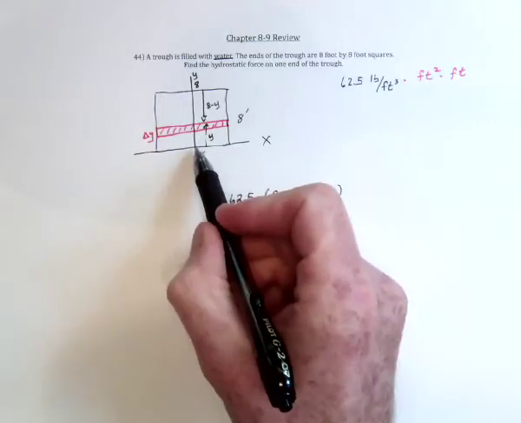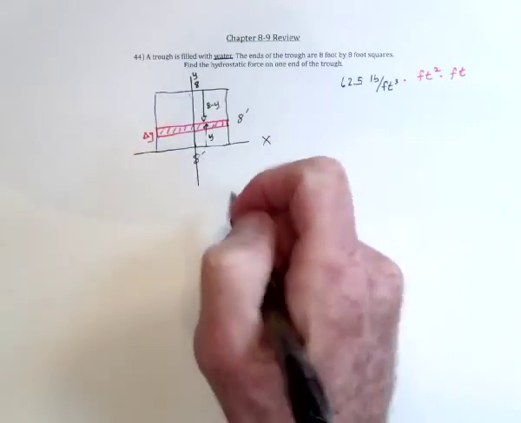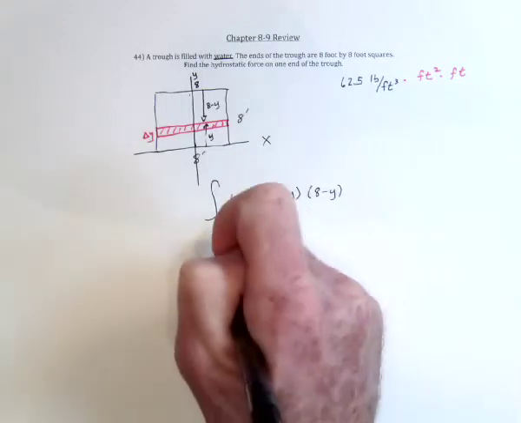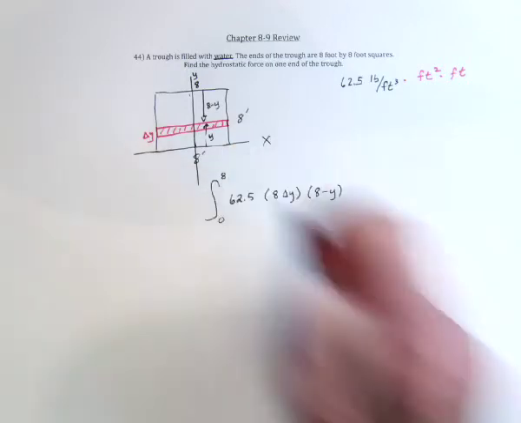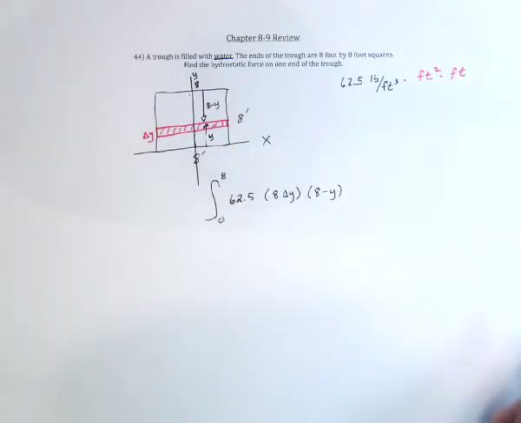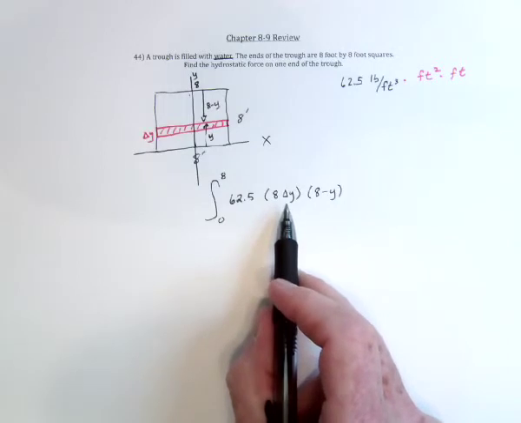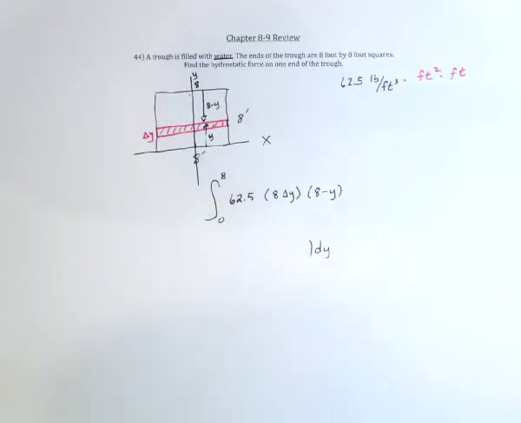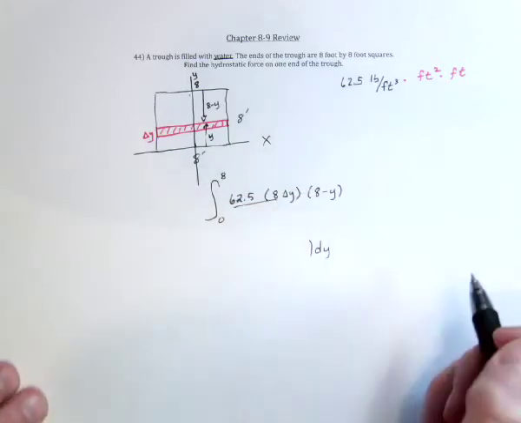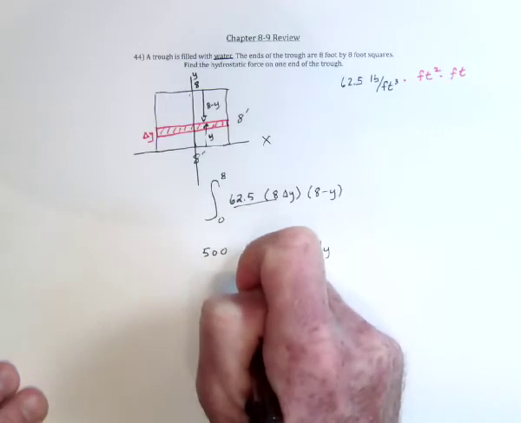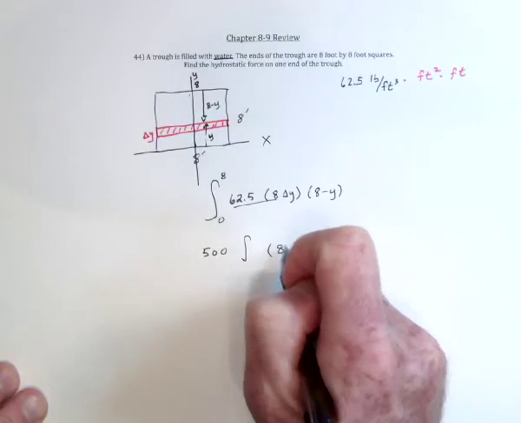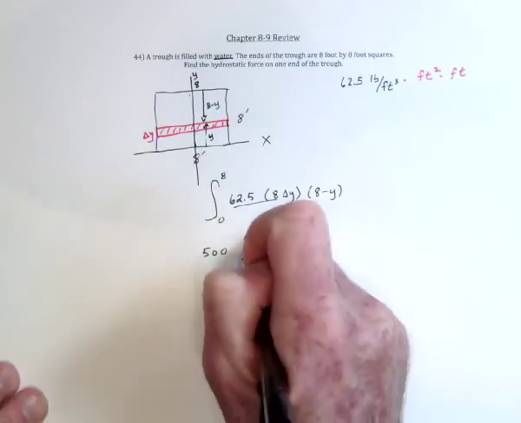What we then have to do is have that rectangle go from the bottom to the top and add all those up. So this is the adding, and then go from 0 to 8. Technically, when you do the integral, this becomes dy. 62.5 times 8 is 500, so I can take this 500 and factor it out, and then the integral, so this is the dy. So what we're integrating is just 8 minus y from 0 to 8.